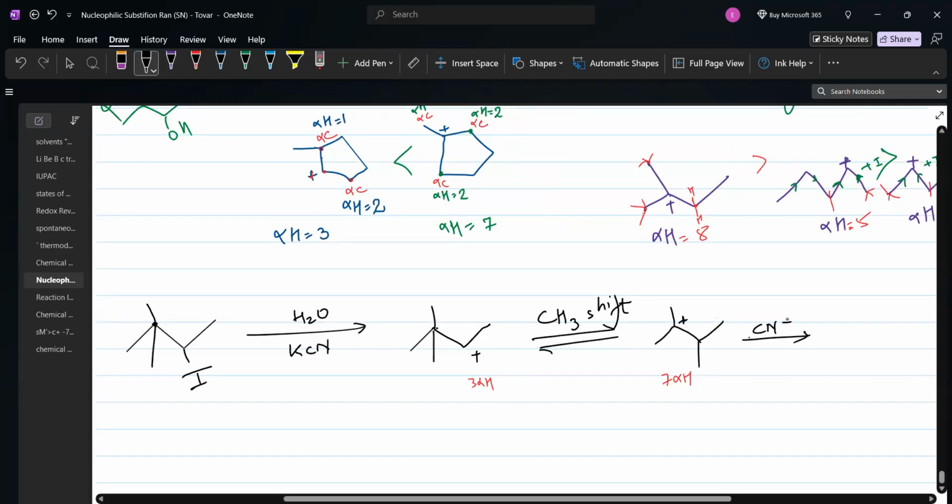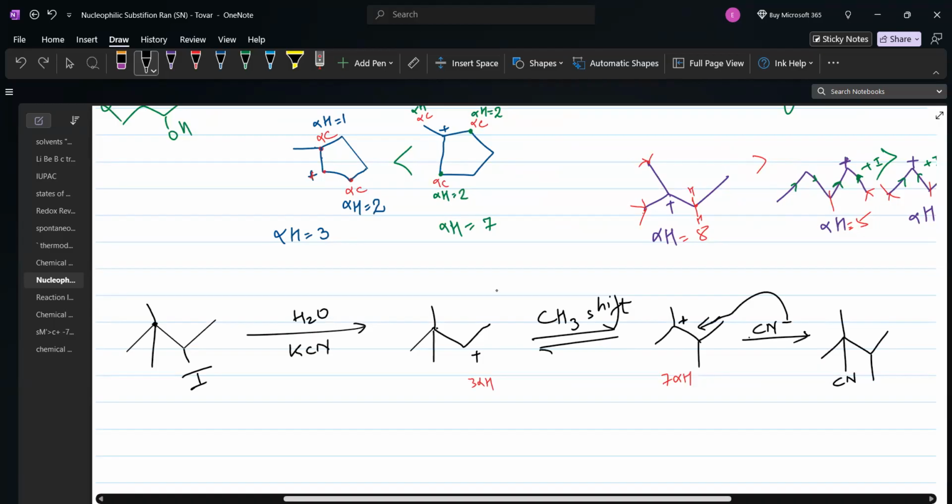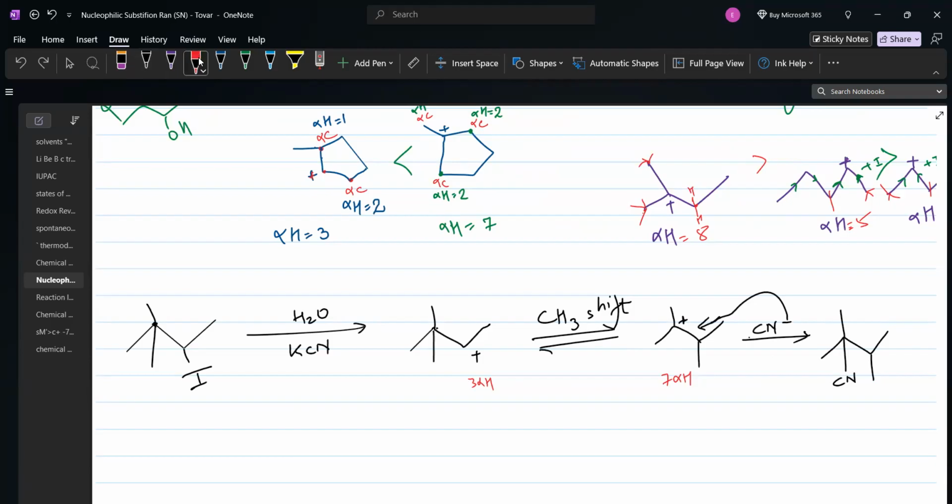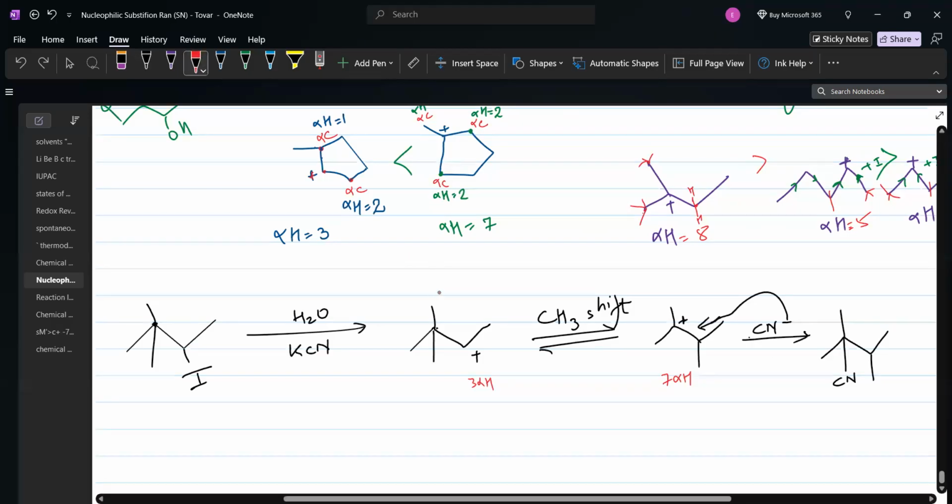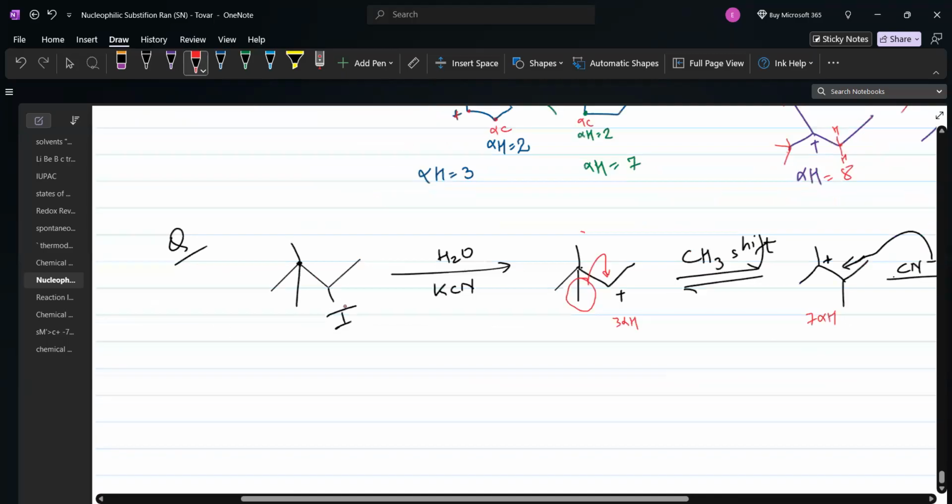which can be understood by hyperconjugation. CN minus will attack on this position. Okay, and finally we will be having this structure. Sorry, not minus. Everybody understood? Yes, sir. I'm just making a circle for you, that this whole thing has been shifted. Okay, it has been shifted to here, and the positive charge has been shifted to this side.